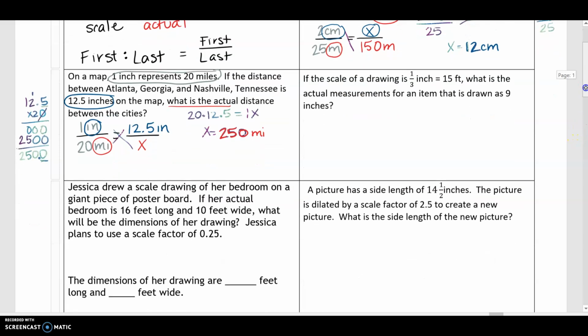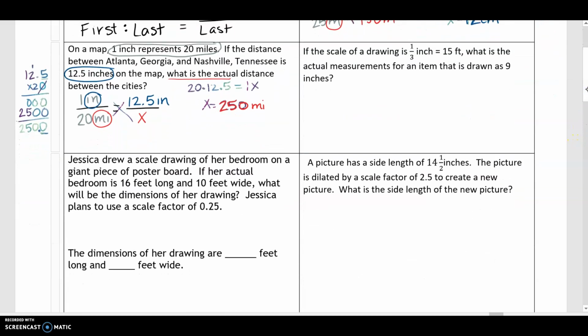The next one says, if the scale of a drawing is 1/3 of an inch equals 15 feet, what is the actual measurement for an item that's drawn to 9 inches? Okay, so again, they gave us our scale. So we're going to draw our proportion bars and fill in our scale. So I have 1/3 of an inch is equal to 15 feet. So now I'm going to fill in what I know. So it's an item is drawn.